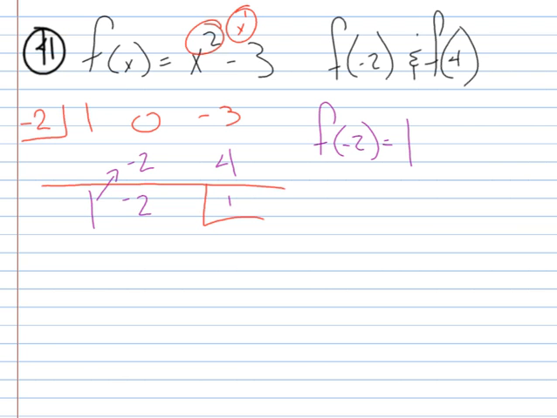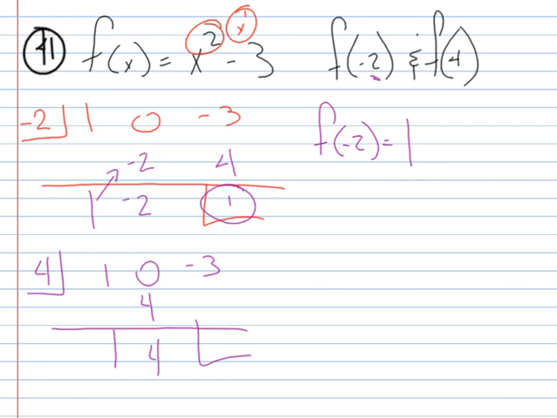Synthetic substitution. You do your synthetic division using these numbers to substitute, and that will give you your solution in the form of a remainder. We do number 4. If we do 4, so 4 here, 1, 0, negative 3. So that's going to be 1, 4, 4, 16, 13. F of 4 is 13.